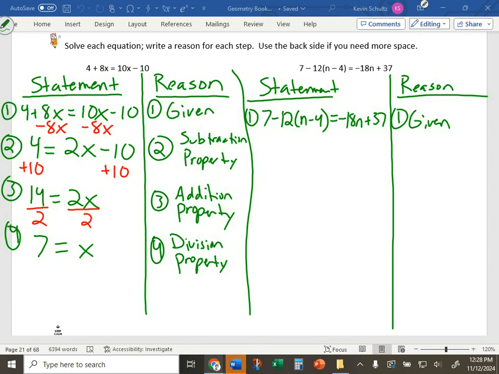Algebraically, what would you do first here? Distribute. Right. Algebraically, you would draw the lines. Look how fun this is in algebra. In geometry, we would go straight to step 2, which is 7 minus 12n plus 48 equals negative 18n plus 37. And the property that allows us to do this is the distributive property.